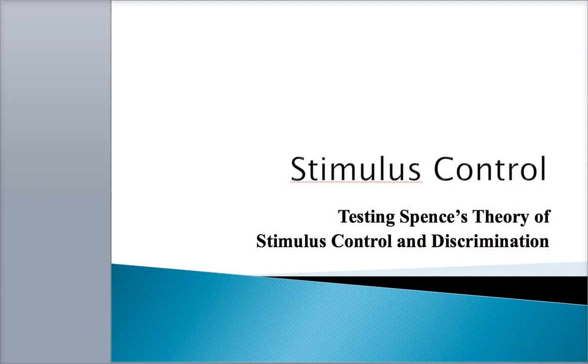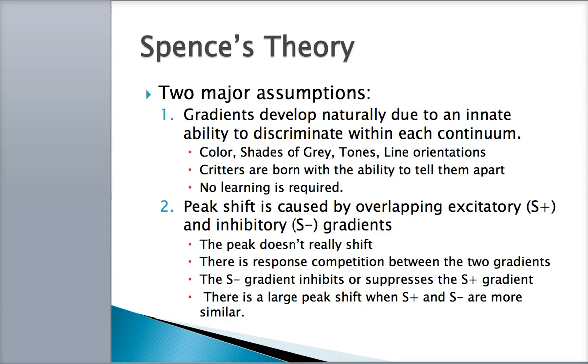Today we're going to be talking about testing Spence's theory of stimulus control and discrimination and peak shift. If you recall, Spence's theory basically made two major assumptions. The first was that gradients develop naturally because we have an innate ability to discriminate within each continuum. So whether it's color or shades of gray or tones or line orientations, whatever that continuum is, he argued that critters were born with the ability to tell individual stimuli in that continuum apart and that no learning is required.